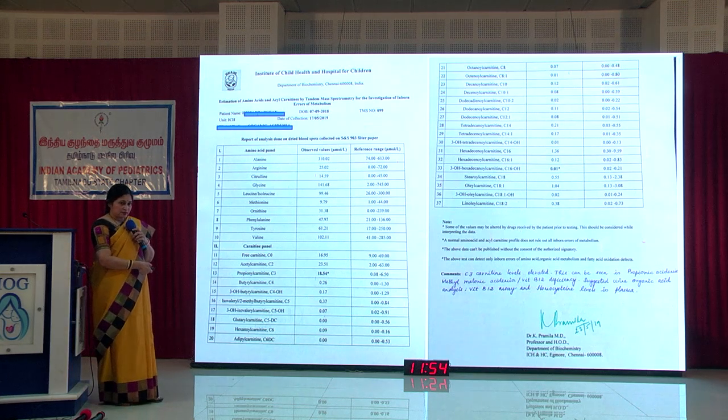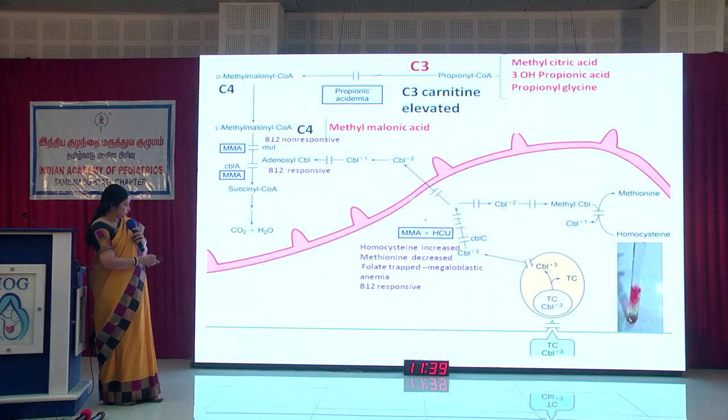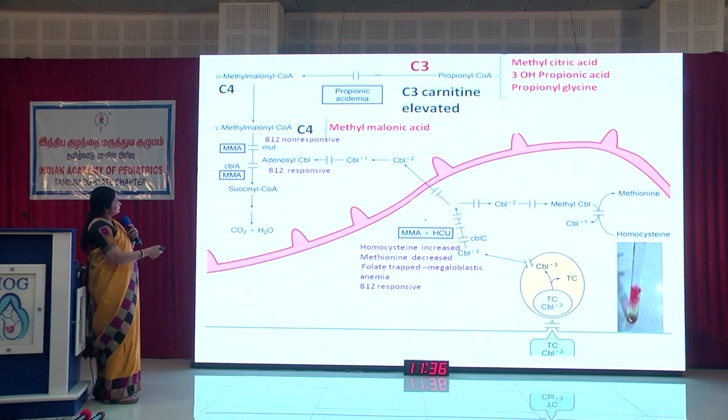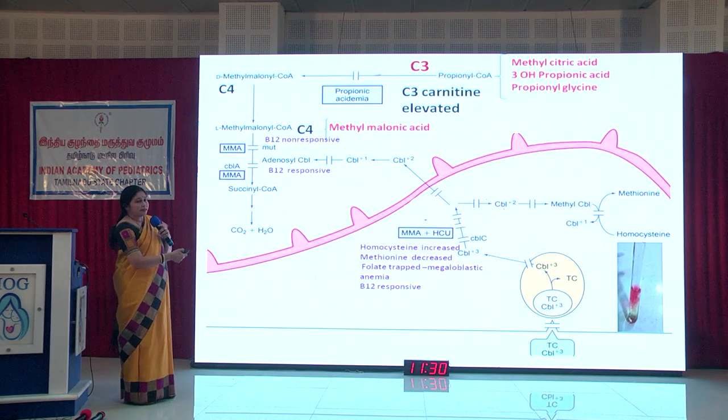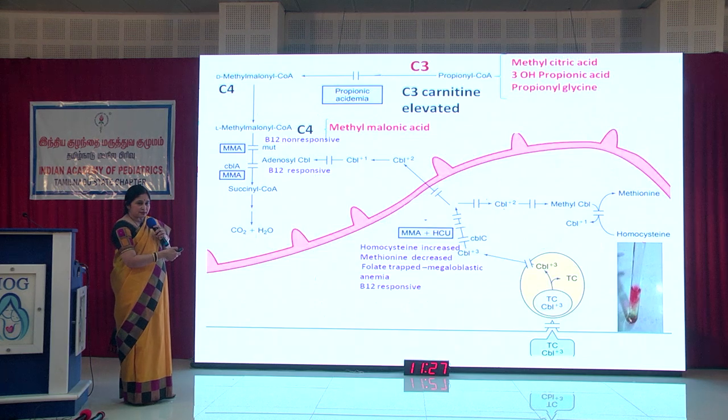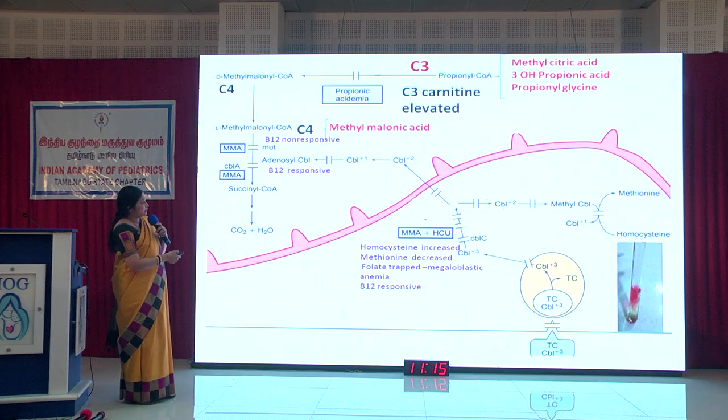What is the disorder? It can be either propionic acidemia or methylmalonic acidemia, or it can be due to B12 deficiency. In these conditions, propionyl CoA is an intermediate in the metabolism of which amino acids? Valine, isoleucine, threonine and methionine, and odd chain fatty acids. So propionyl CoA is the intermediate in the metabolism of all of these.